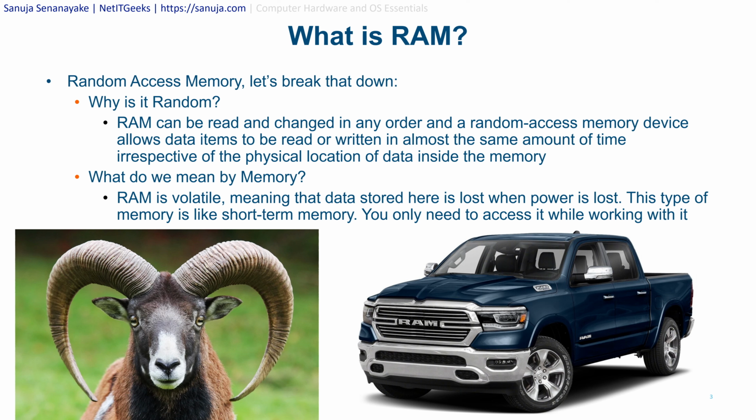We call it memory because RAM is a type of volatile memory, meaning that the data stored here is lost when power is lost. This type of memory is like the short-term memory of a human, and so you only need to access it while working with it. So the reason why we call it random access memory is because you can read or write randomly, and we call it memory because it's a type of volatile memory that is used for quick access of data.